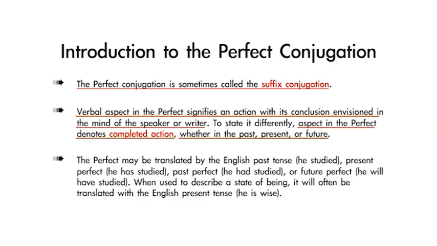Finally, the perfect may be translated by the English past tense, as in he studied, present perfect, he has studied, past perfect, he had studied, or future perfect, he will have studied. When used to describe a state of being, it will often be translated with the English present tense. So you can see that the perfect conjugation has a wide range of translation possibilities in English because the perfect aspect denotes a completed action, either in the past, the present, or the future. This may seem a little bit overwhelming or confusing at first, but it will begin to make sense as we see how the perfect conjugation is used in context.